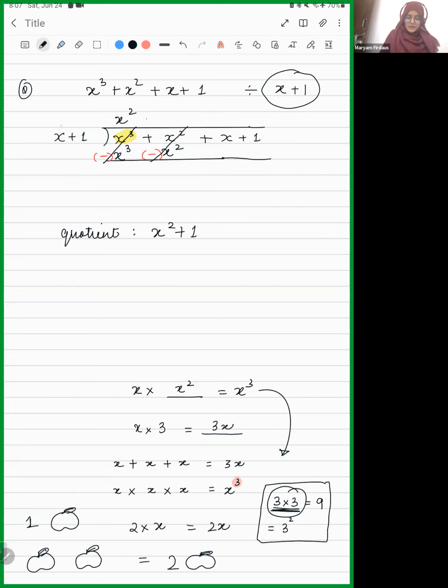X cube. I'm not getting your ears. Can you repeat? I just want you to explain how you divided the first part again. Did you understand how we did x into x square is x cube? Let me write down the steps for you so that it's easy to understand. I'm just going to color code these things so that you can easily understand.